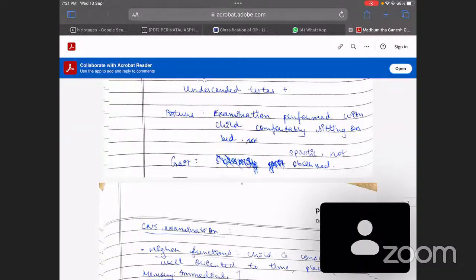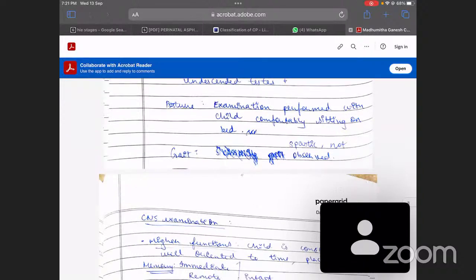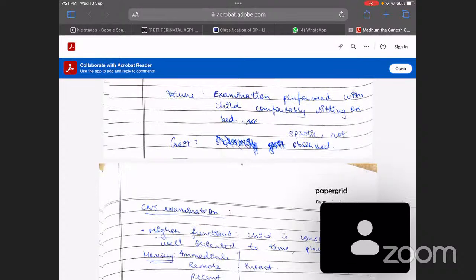Another thing why I'm asking about undescended testis is that we also have to rule out metabolic disorders or other disorders. Then going on to examination, it's performed with the child sitting on the bed, and gait is not observed because the child is spastic and not cooperative.